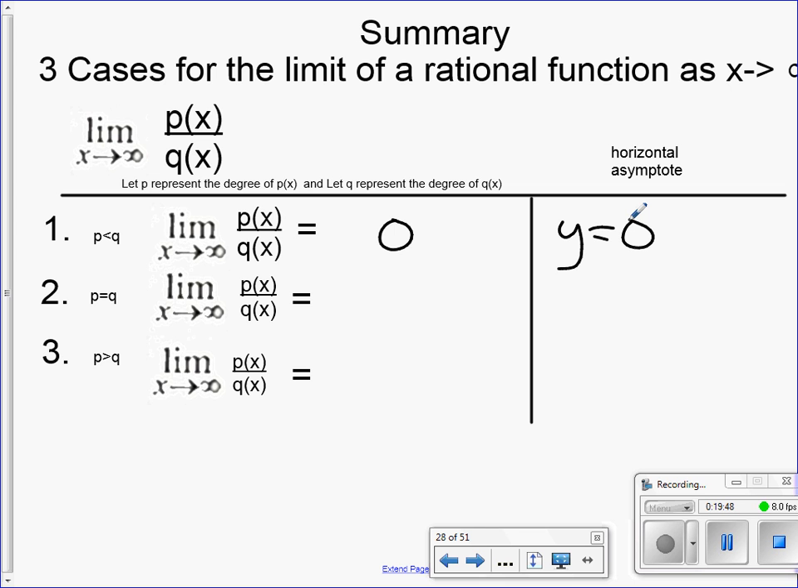What if the degrees are equal? What's that limit going to be? How do you get it? Ratio of the leading coefficients. And the horizontal asymptote? Yeah, it's going to be y equals whatever that ratio is.